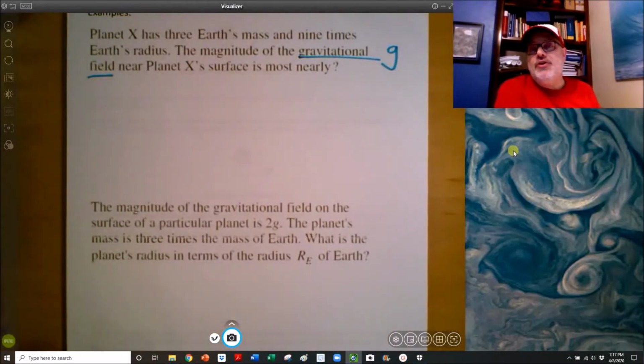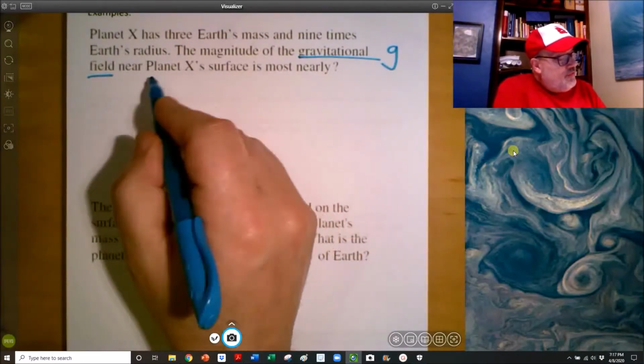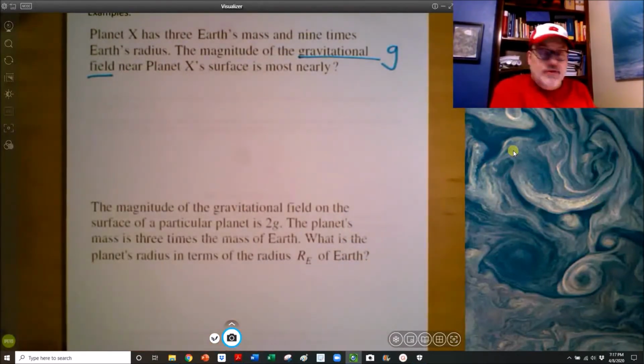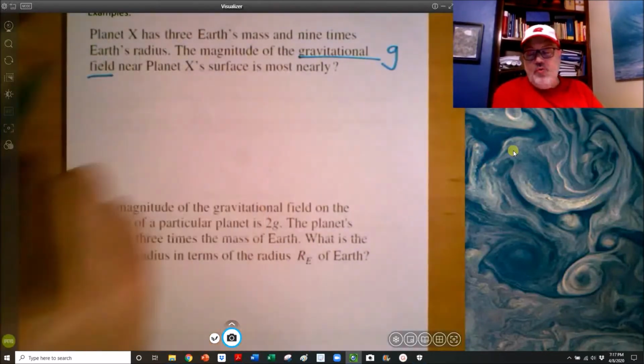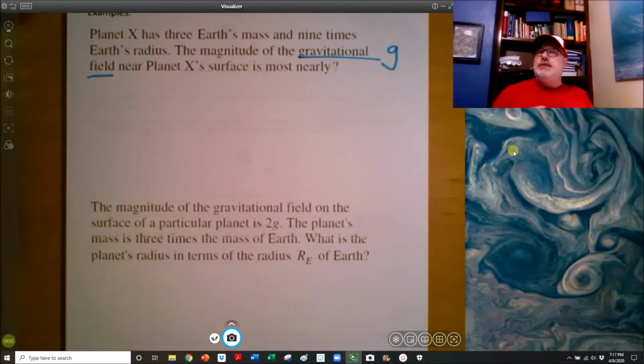The acceleration caused by gravity and gravitational field are the same thing. So what is that for the mysterious planet X? All right, so first of all, we need an equation that tells us what little g is.